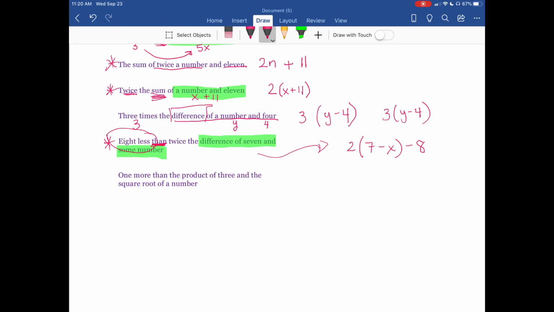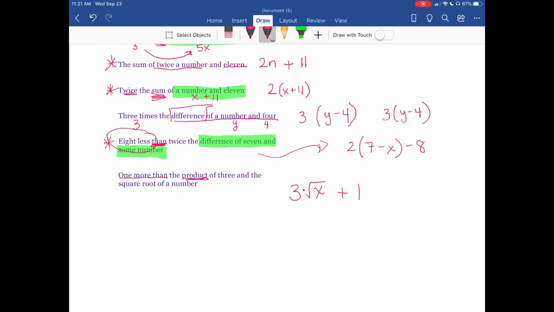And lastly, 1 more than, which means I'm going to do some business in the front, but I know I'm going to add 1 to it. The product, now I'm multiplying here, right? The product of what? 3 and the square root of a number. So the product of 3 times the square root of some unknown, so that's my variable, and I would leave it just like this.